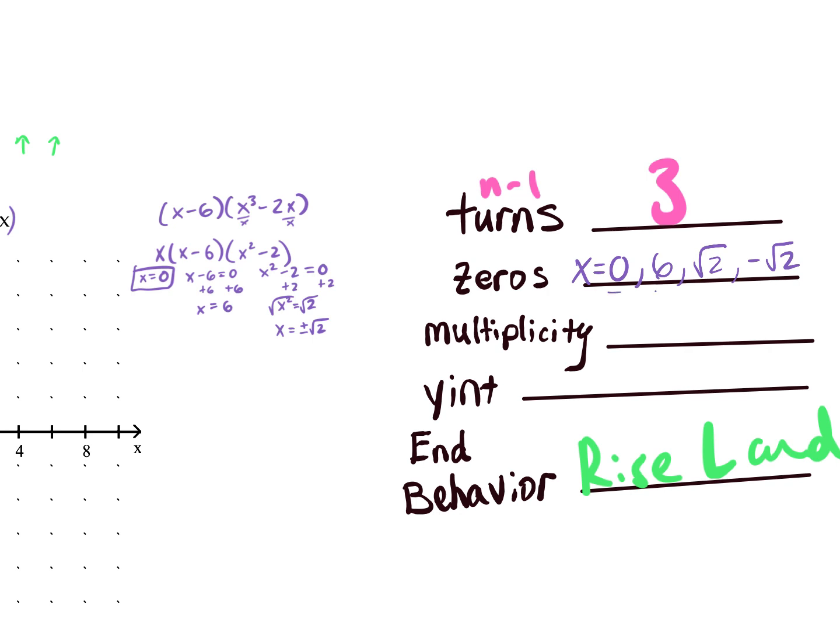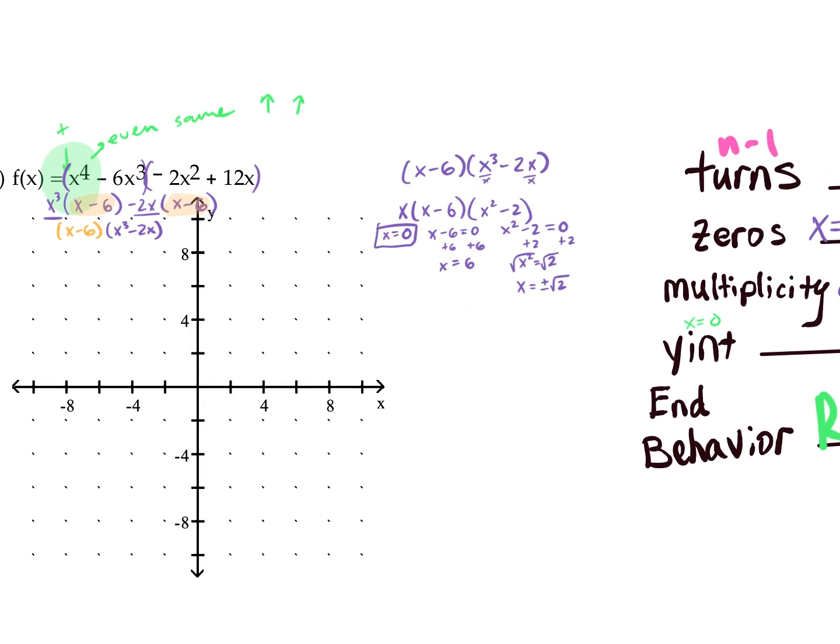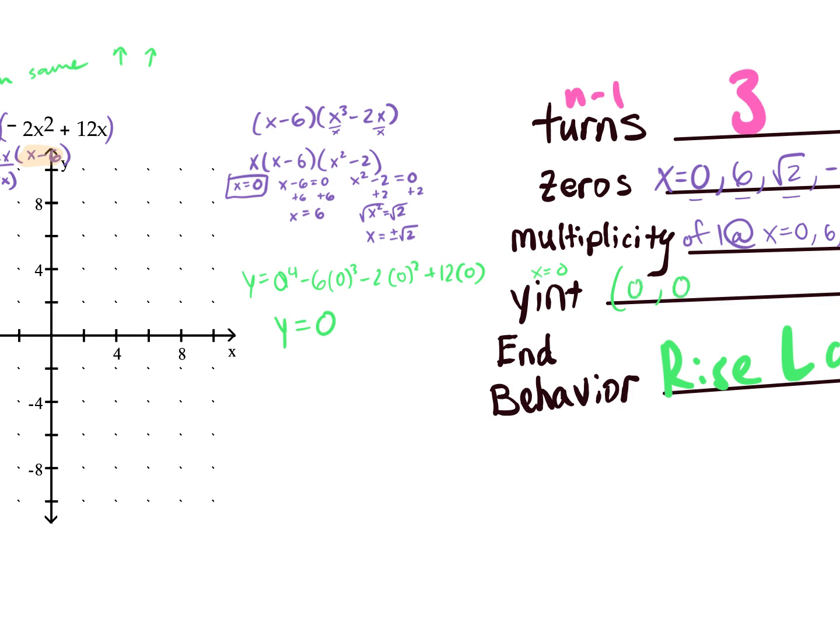Now I only have one of each of these, so I have multiplicity of 1 at x equals 0, 6, square root 2, and negative square root 2. Next, I want to find the y-intercept, so that's when x is equal to 0. So I'm going to plug in 0 for all of my x's. So 0 to the 4th power minus 6 times 0 to the 3rd power minus 2 times 0 squared plus 12 times 0. We get y is equal to 0. So my y-intercept is 0, 0.